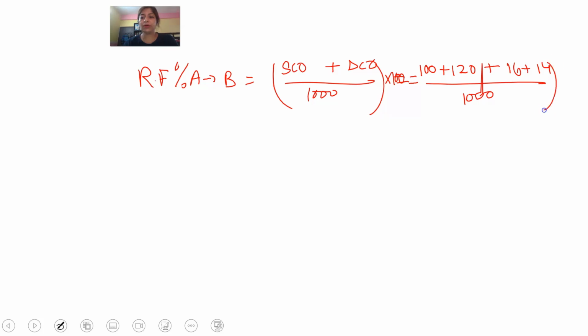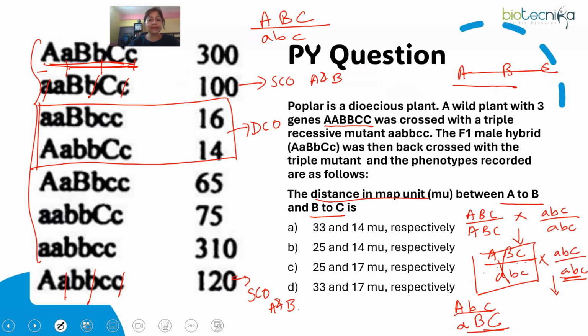Okay, so we have to multiply all of that with 100. When you solve this, what you will get is 25 centimorgan or map unit. Now similarly we will do for B and C. So for that, let's check out.